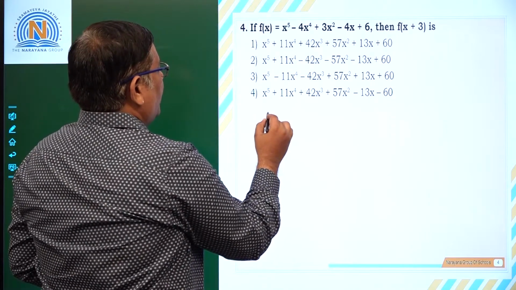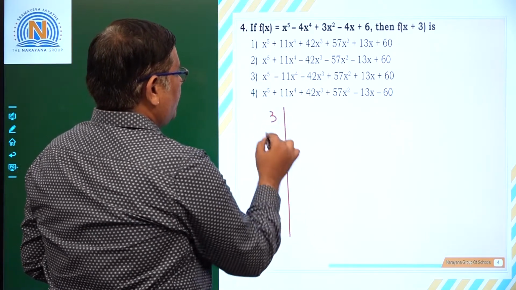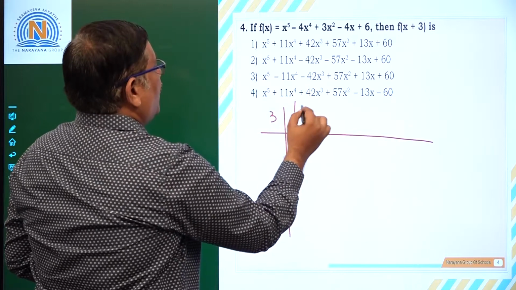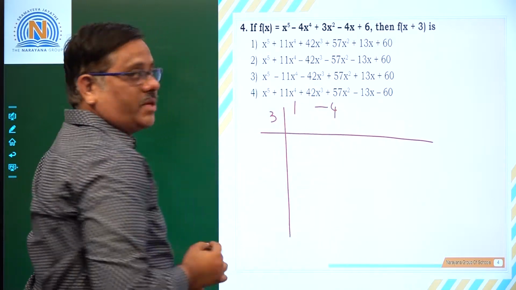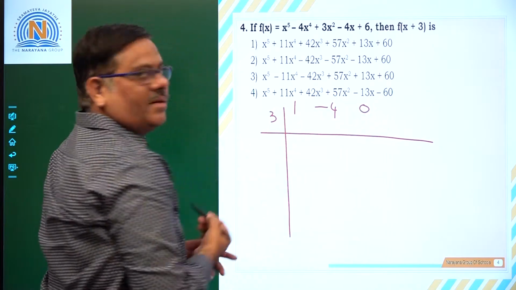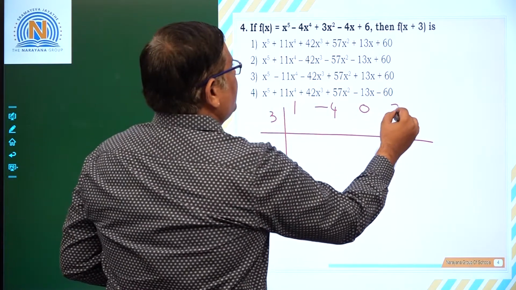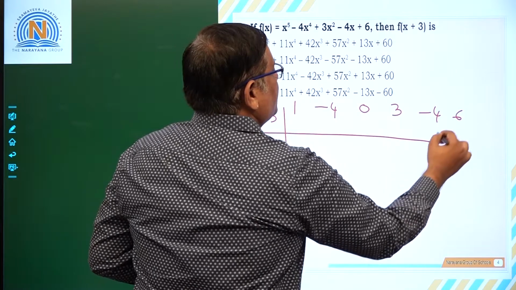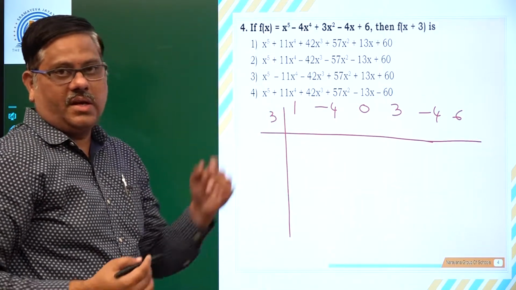See, we have x equal to 3, I can take. What are the coefficients? 1, minus 4. You must be a little careful. There is no x cube, so we place 0 there. Right? Then again x square is 3, then minus 4, then 6. Okay, that is the care we have to take.